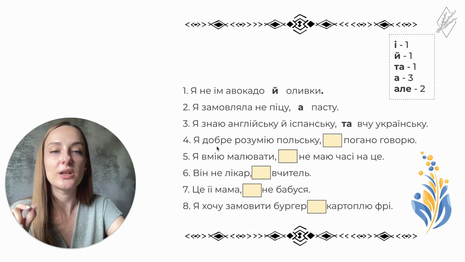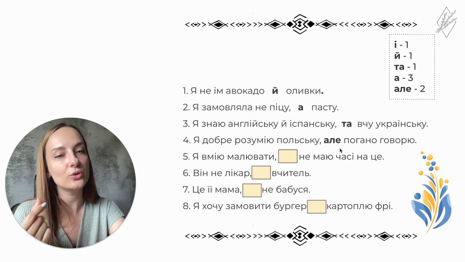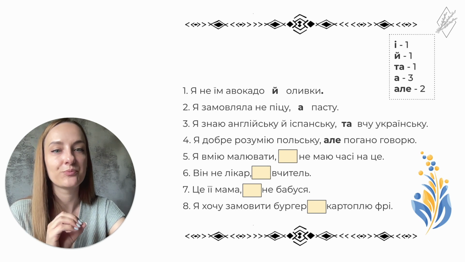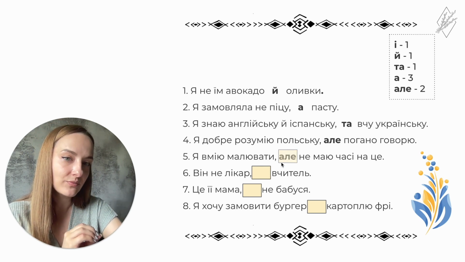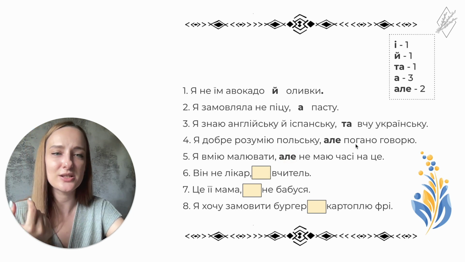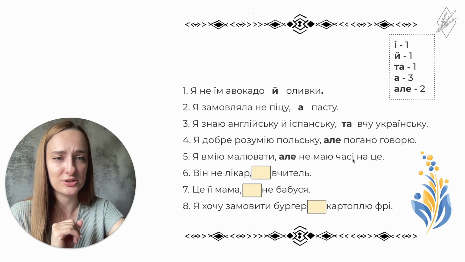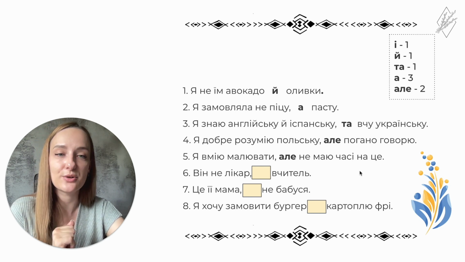The next one. Я добре розумію польську, але погано говорю. So here, partial contrast. The next one. Я вмію малювати, але не маю часу на це. Guys, I'm sorry, here should be the letter У. Часу. It's just a typo. Я не маю часу. Genitive case here.